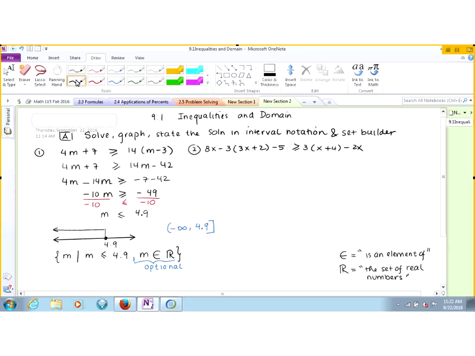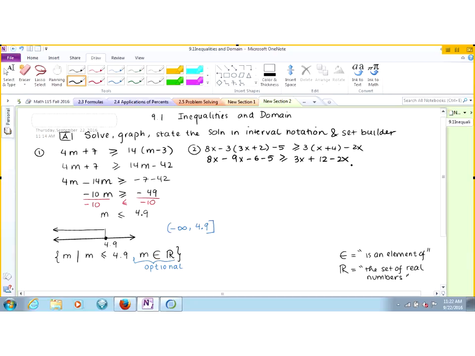Okay, so what do we do? Yes. So 8x minus 9x minus 6 minus 5 is greater than or equal to 3x plus 12 minus 2x.